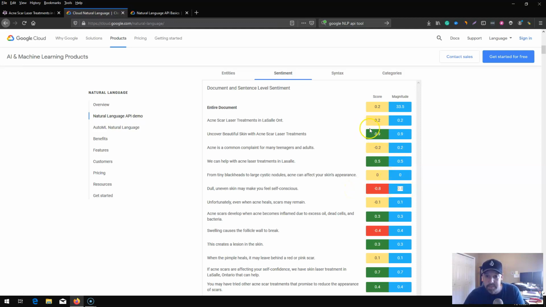So the overall entire document would have a positive or negative score, so that you can see that it's sort of mixed in that regard. A 0 would be almost like neutral sentiment. And then the magnitude is how emotionally charged your entire copy is.